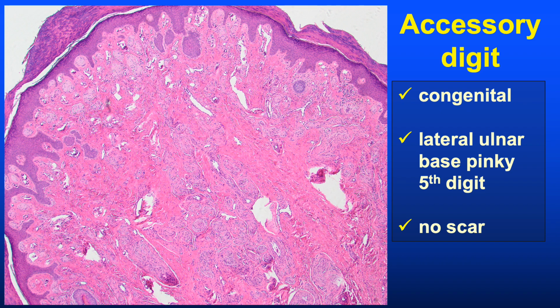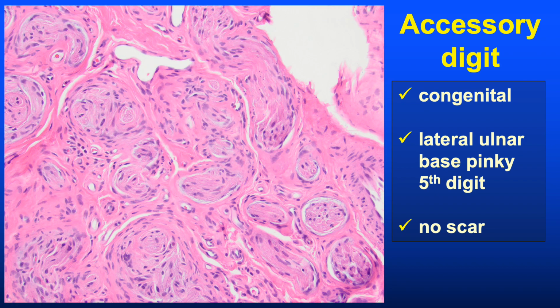Accessory or supernumerary digit can be readily viewed as a variant of traumatic neuroma, as in utero autoamputation of the supernumerary digit. The clinical setting is quite stereotypic, congenital lesions located only on the lateral ulnar base of the pinky. The fully differentiated nerve fibers are identical to those in any traumatic neuroma, although you would not expect to see a scar.